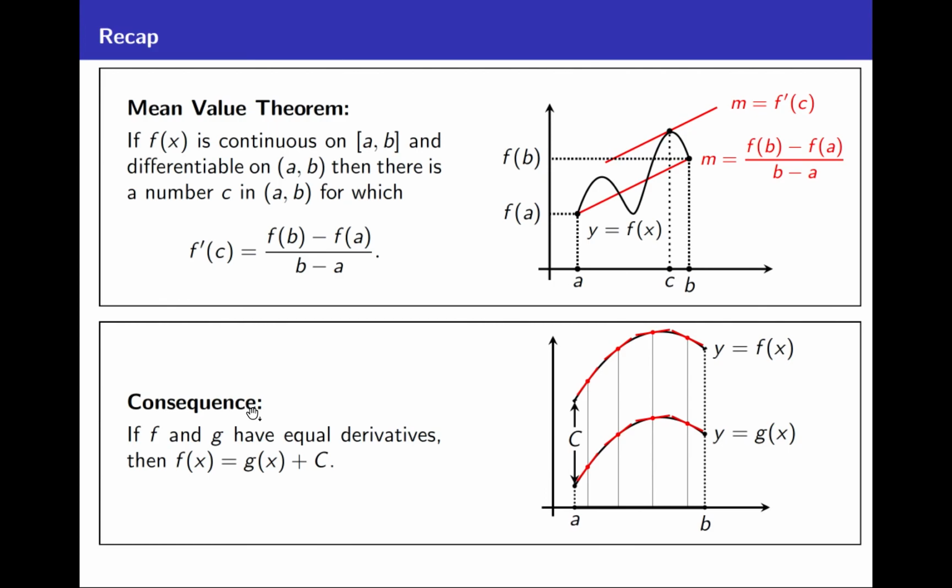And we have this consequence that I just derived. If f and g have equal derivatives on an interval, then f of x is just g of x plus a constant, as illustrated here. That's the takeaway from today's lecture.